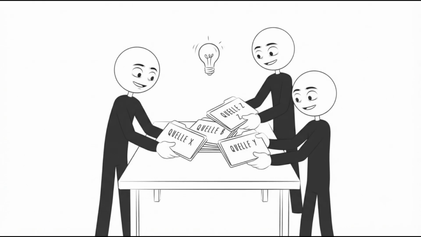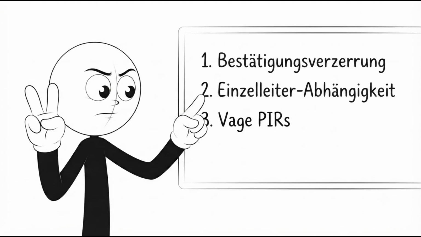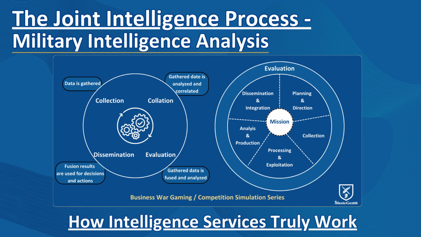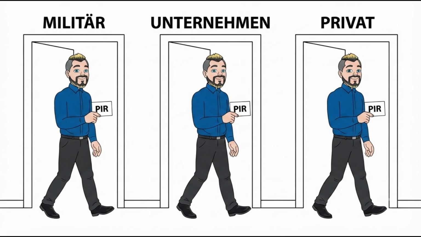The solution? Multiple independent sources converge on the same topic. Only when they align does the confidence level rise. Those were the 3 most common failures in the intelligence process. Now you know where the traps are and how you hopefully avoid them from now. Because the joint intelligence process is not exclusive to the military. In the corporate context, it's equally relevant and equally rarely applied with discipline.